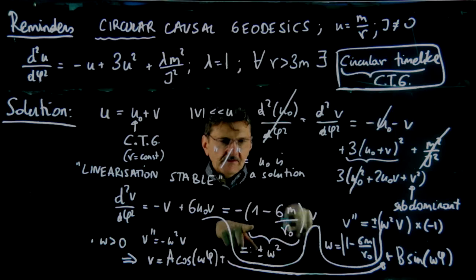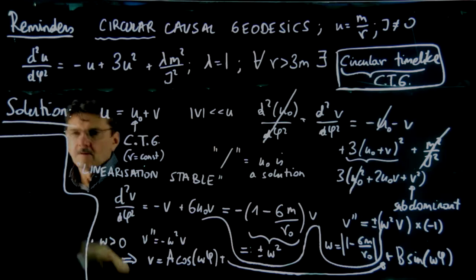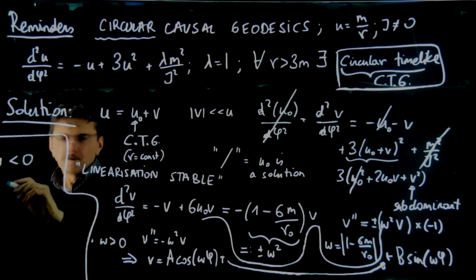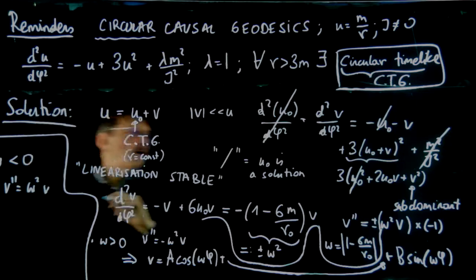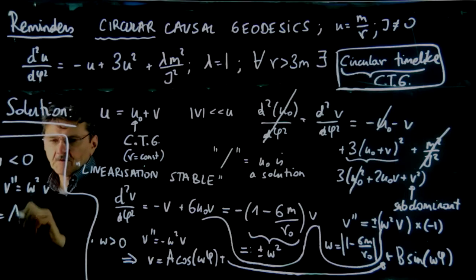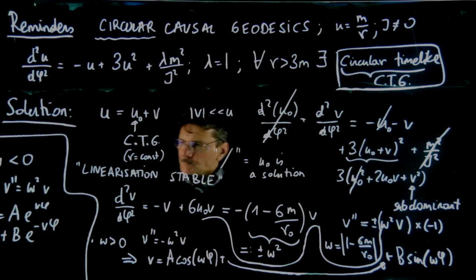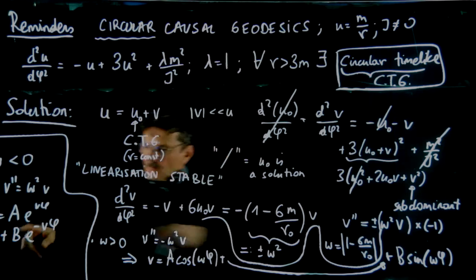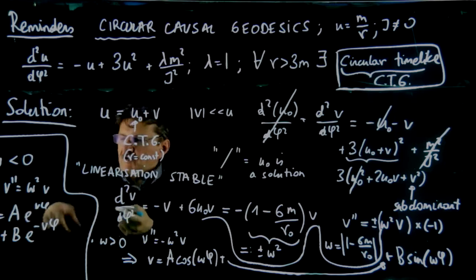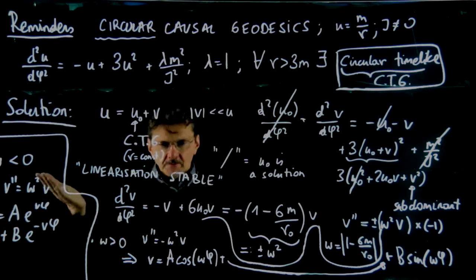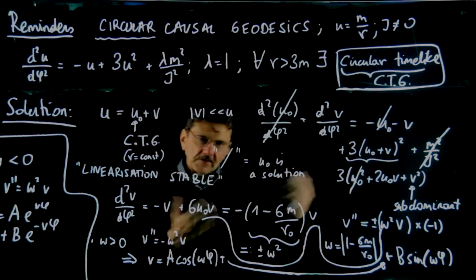But what happens if this number is negative? So we need to put a minus here. So we're going to get the equation V second is omega square V, and the solutions are now exponentials, right? E to the omega phi plus E to the minus omega phi. And then obviously the B solution goes to zero as phi goes to infinity, but the A solution blows up. So a generic perturbation will have a solution which grows, right? So a linearized perturbation will be growing as phi increases, therefore as time increases.